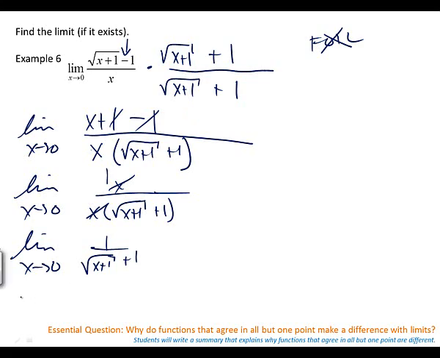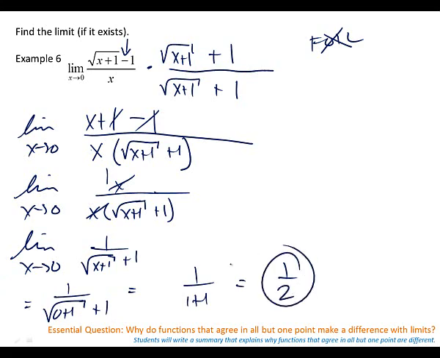So I'm now plugging in. I can drop my limit out front. I've got 1 over the square root of 0 plus 1, plus 1. So let's see. What's 0 plus 1? What's the square root of 1? So we have 1 plus 1, which is what? 2. So 1/2. I really should have had little equal signs. I sometimes will lose my equal signs.